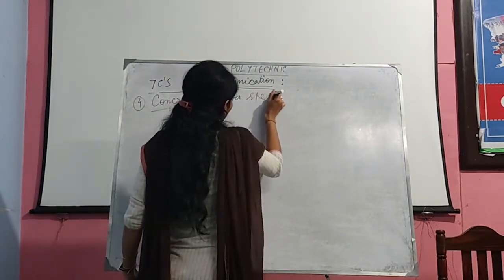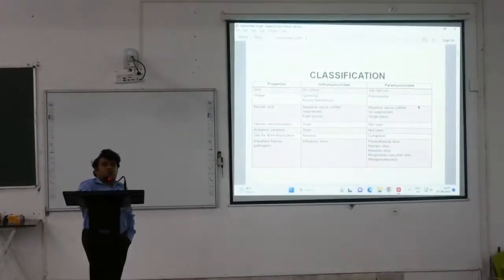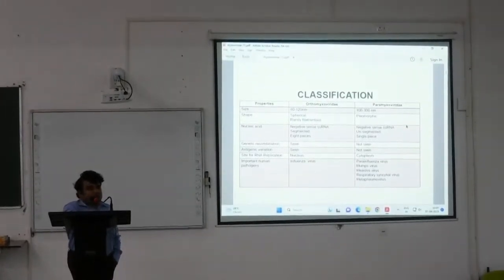As a speaker, one of the important diagnostic tests that was used earlier was hemagglutination. This hemagglutination is caused by these receptors. Okay. Now, Myxoviridae is classified into 2 types. One is the Orthomyxoviridae and the other is the Paramyxoviridae.